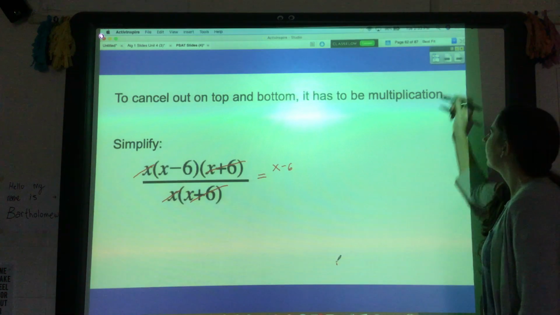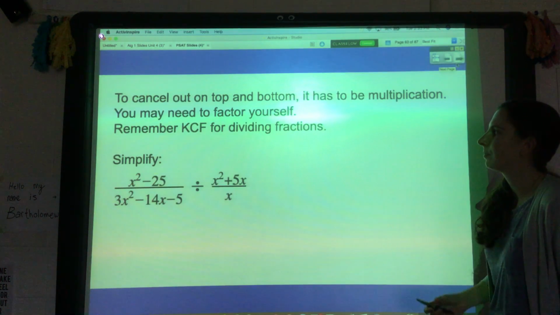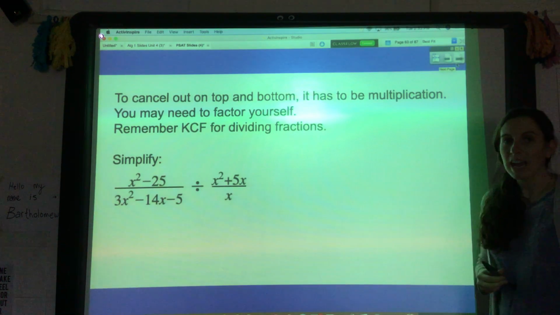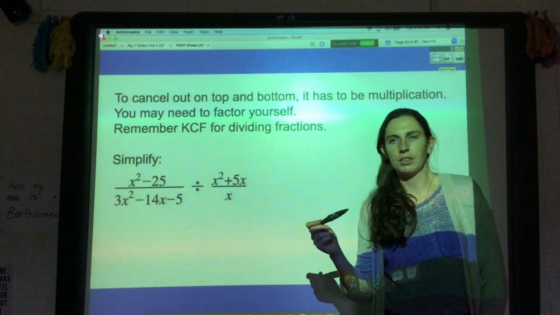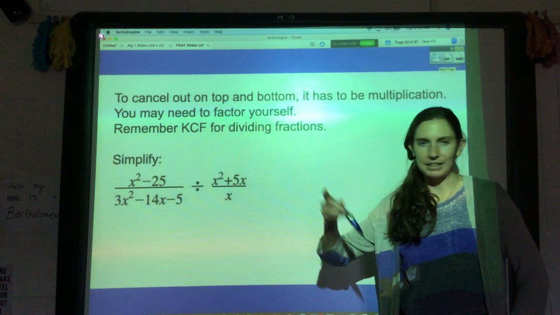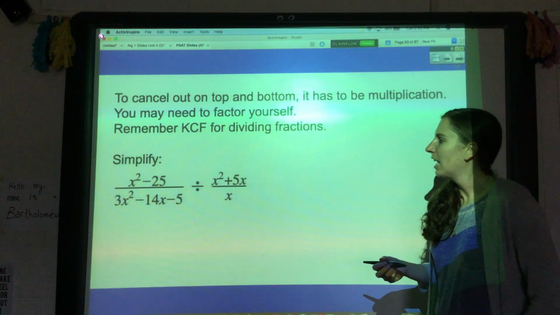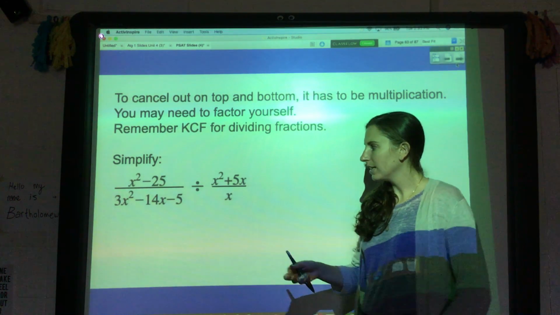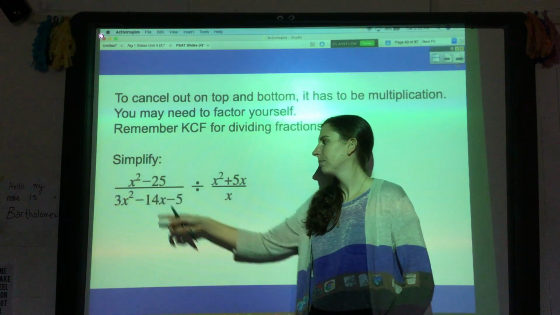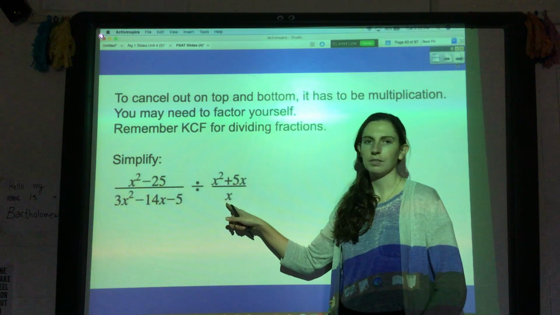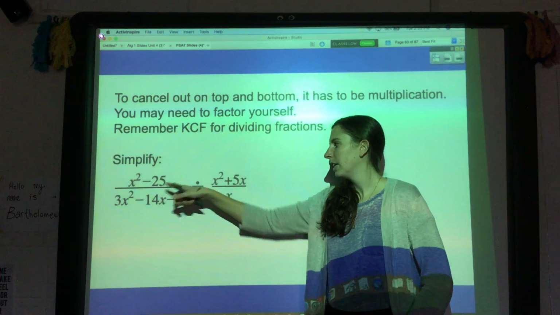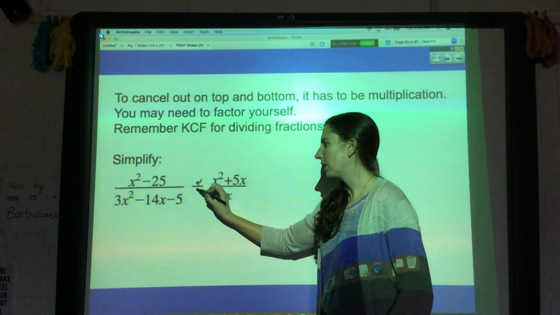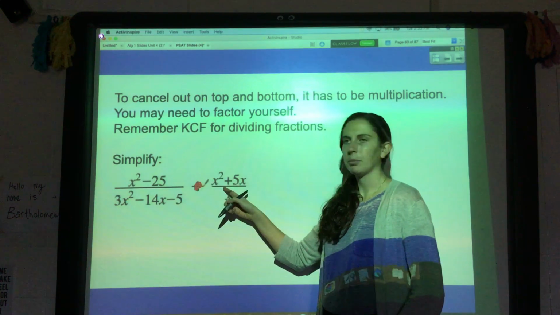All right, let's try another one like that. So you might have to factor yourself, and this problem's a little crazy with the factoring, but I just wanted to show you as crazy as this might get. So this is technically just a fraction divided by a fraction. And so this is keep, change, flip. You keep the first one, change this to multiplication, and then flip the second one.